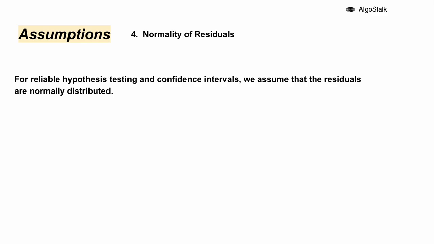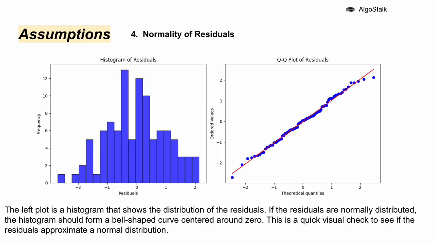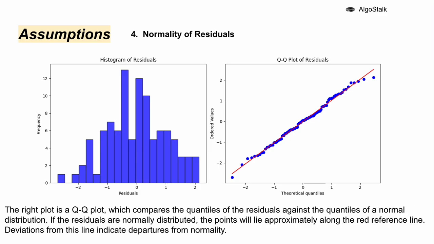For reliable hypothesis testing and confidence intervals, we assume that the residuals are normally distributed. The left plot is a histogram that shows the distribution of the residuals. If the residuals are normally distributed, the histogram should form a bell-shaped curve centered around 0. This is a quick visual check to see if the residuals approximate a normal distribution.